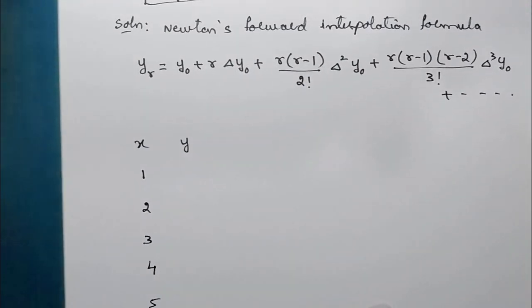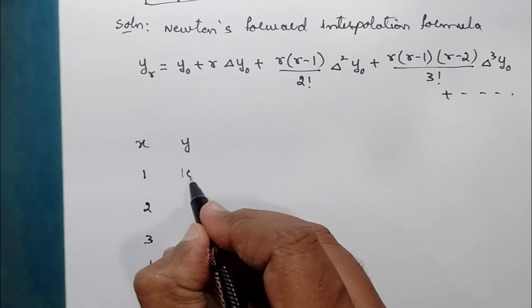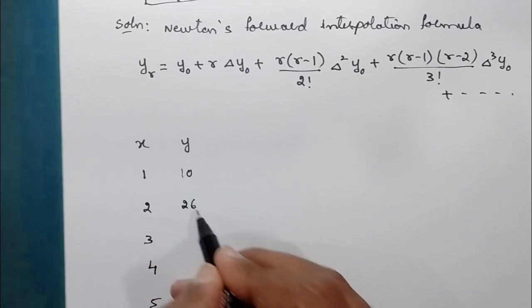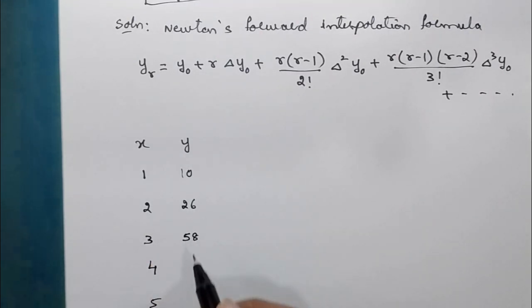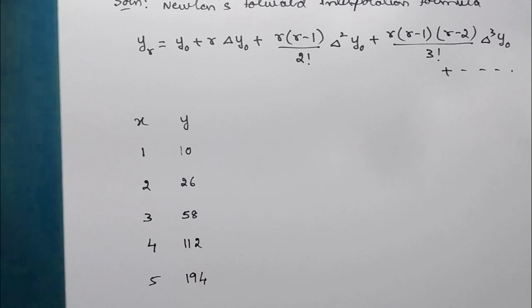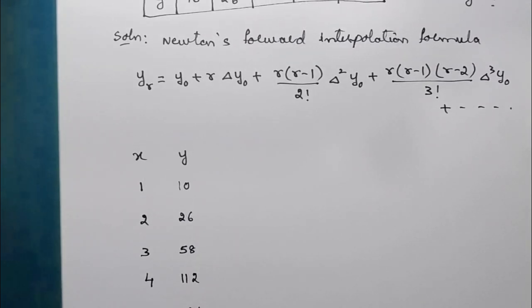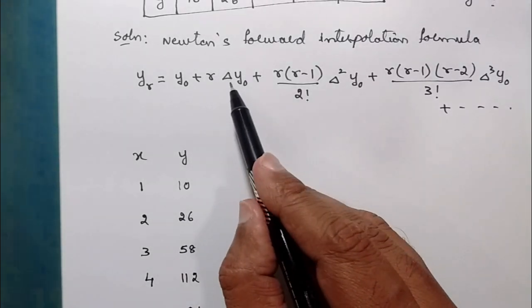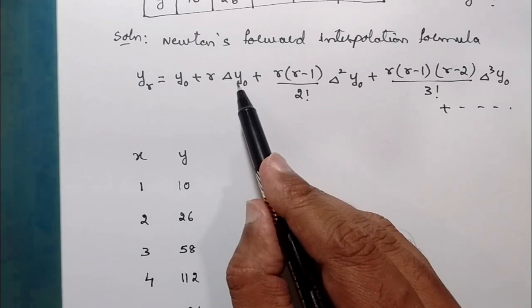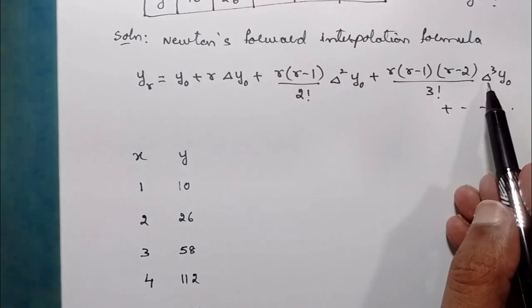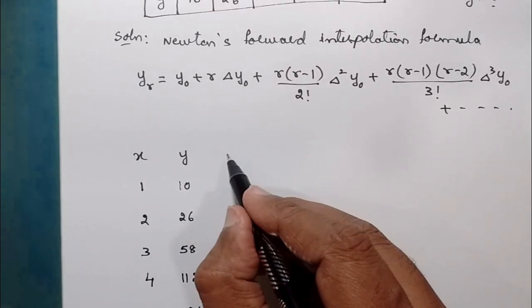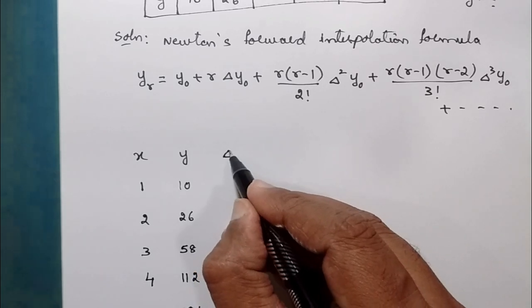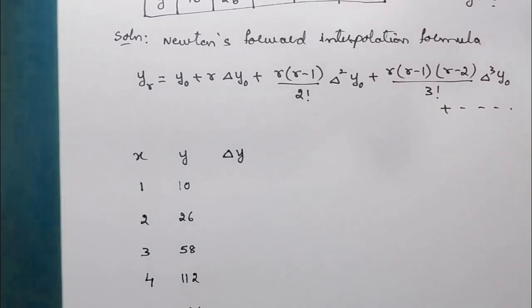The values of y are 10, 26, 58, 112, 194. So these are the values of x and y. Now we need to find out the forward differences: delta y, delta square y, delta cube y and so on. We'll start with the first forward difference, delta y.